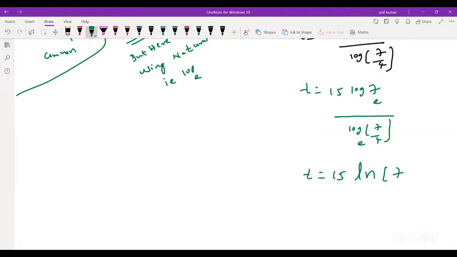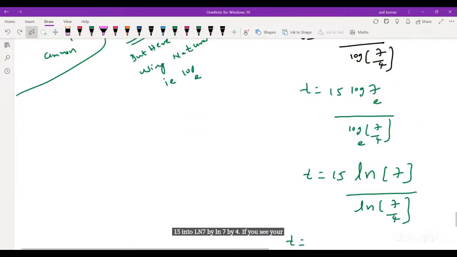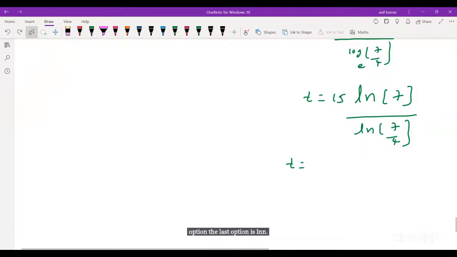Natural logarithm, that is denoted by ln. If you have a scientific calculator, just calculate and tell me the value of 15 into ln 7 by 4. If you see your scientific calculator, in the third row, maybe the last option is ln. Using ln, if you calculate, that gives you the time.